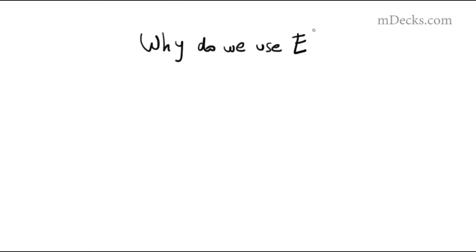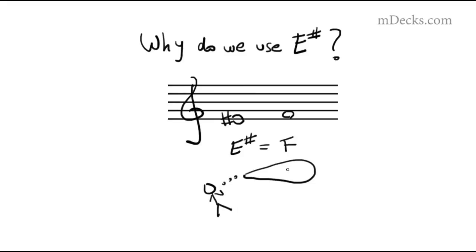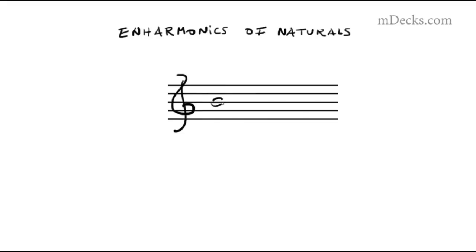Why do we use E sharp? We all know that E sharp is the same as F. So why would anyone write an E sharp note when an F is so much easier to read? In fact, why would anyone write any of the enharmonic spellings of natural notes, such as B sharp, which is C, or F flat, C flat, G double sharp?